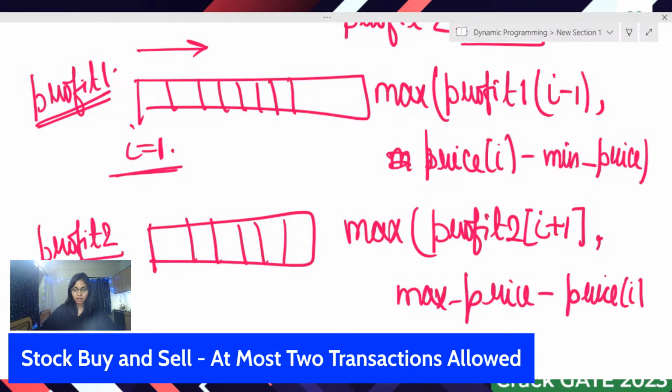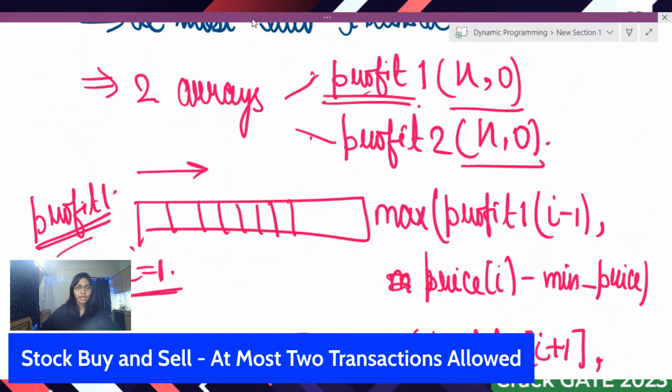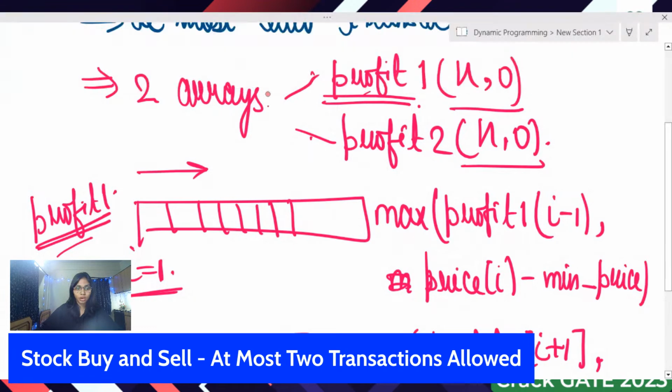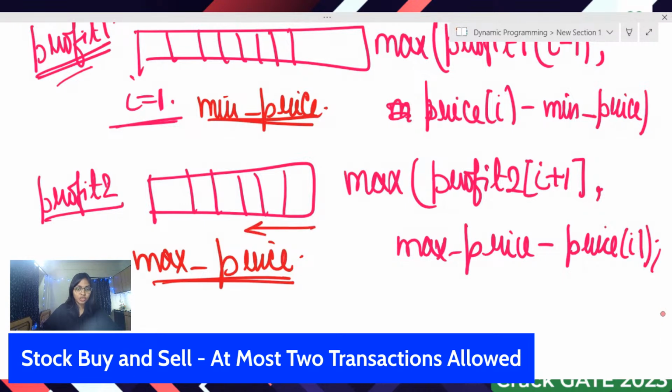Now see what is happening here. When you are finding profit 1, you will keep on updating the minimum price, because we are focusing on buying at the lowest possible value. And here you will keep on updating the maximum price. Now what is the maximum price? Because whenever you start your iteration from the end, first of all we are taking the selling index into consideration.